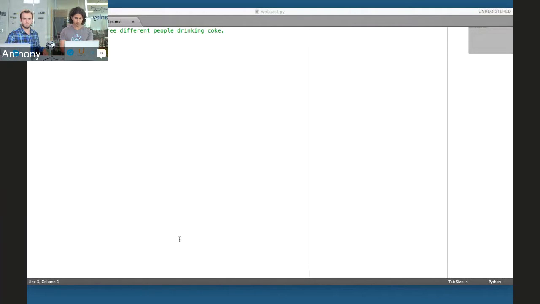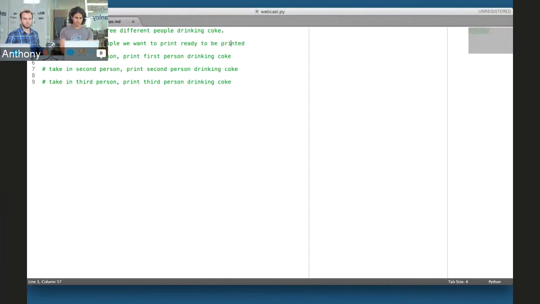Here we've broken down the problem logically and talked out what it is we want to say. We said that we want to have 3 people ready to be printed. We want to take the first person and print the first person drinking Coke, take the second person and print the second person drinking Coke, and take the third person and print that person drinking Coke as well. Seems kind of silly, but what we've done here is break down this ambiguous question and give ourselves, in comments, direction to actually go forward and code something.